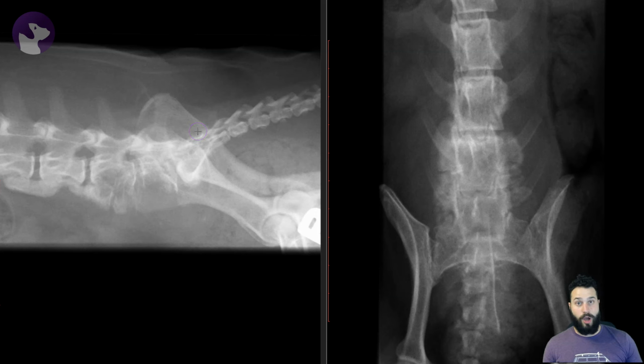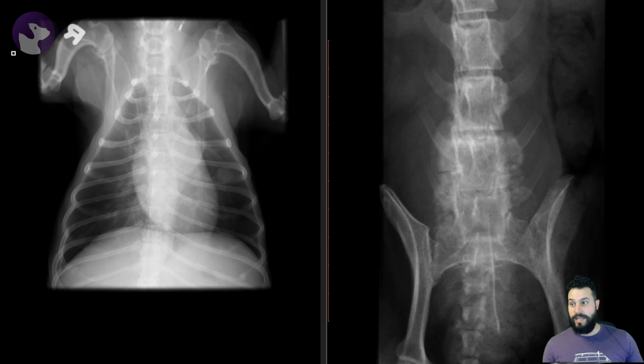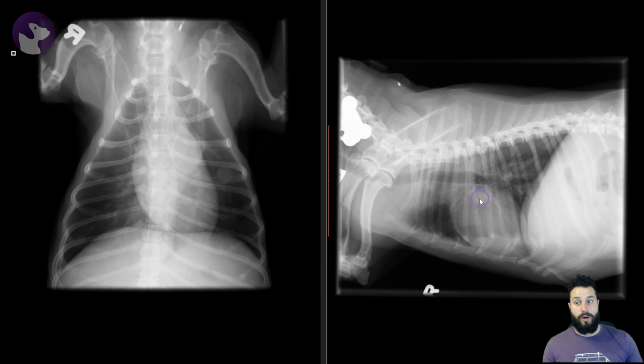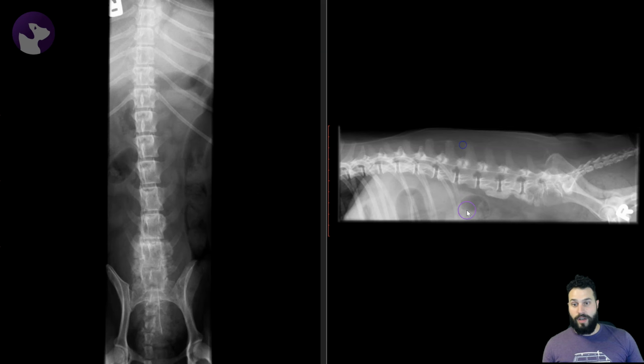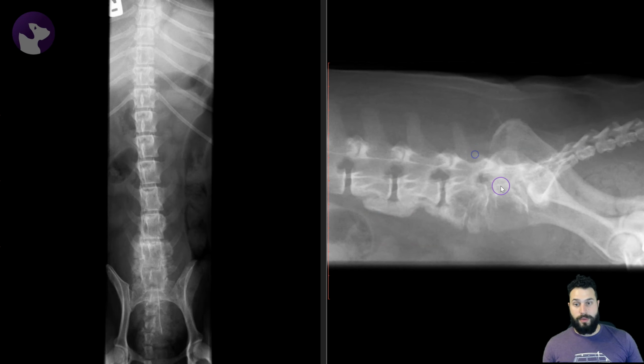The next step would need to be ultrasound to further characterize the change in the lower urinary tract, and of course then staging thoracic radiographs should be performed, which we did in this instance, and did identify that this patient had a pulmonary metastasis.